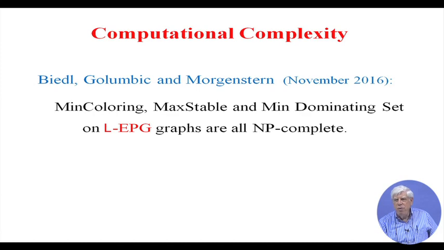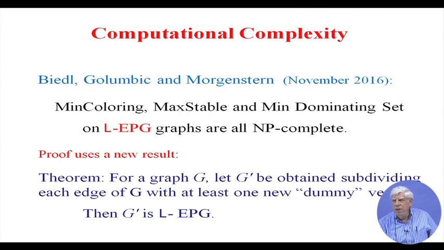Now, that result is interesting in and of its own, but what really makes it nice is that it's based on a new theorem that says that for any graph G, let G prime be obtained by subdividing each edge of G with at least one new dummy vertex. You do that, then G prime is L EPG. It surprised us until we discovered it and saw the proof, and then it doesn't surprise you anymore.